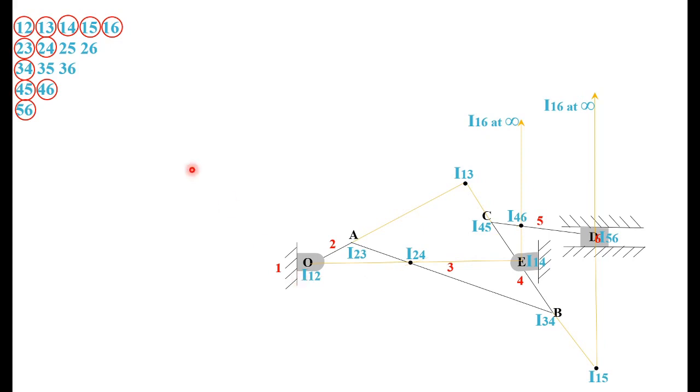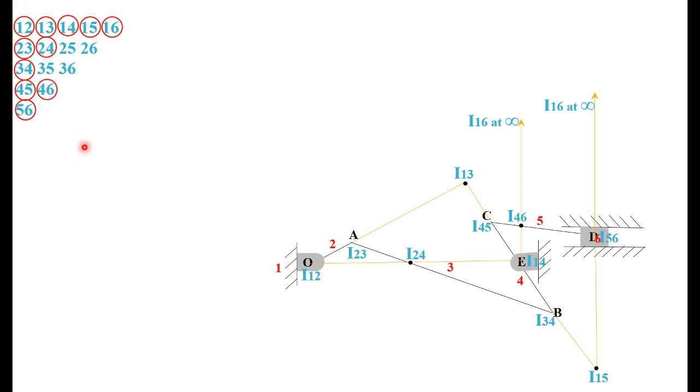Then the next combination, 2 6. After 1, you can take 2 3 6. If you take the combination 2 3 6, then 3 6 is not located, so you cannot take it. Then you can take 2 4 6. If you take 2 4 6, you see here 2 4 is located. Use this diagram also for reference. You located 2 4 and 4 6.